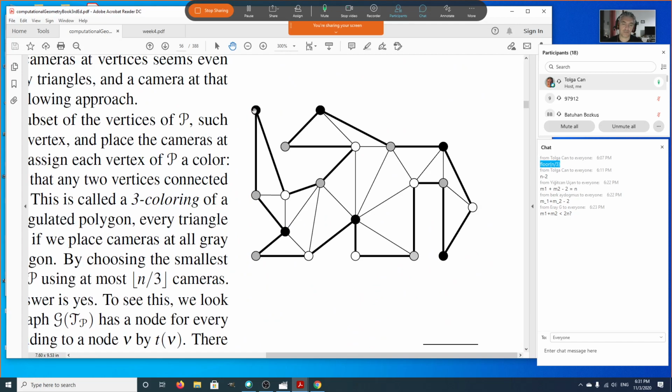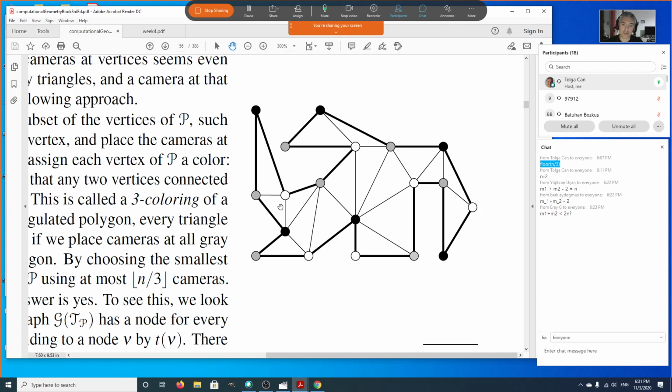Let's count how many blacks we have. 1, 2, 3, 4, 5, 6. The grays 1, 2, 3, 4, 5, 6, 7, and the whites 1, 2, 3, 4, 5, 6. So we have 6, 6, and 7 of these different colors, which means that we pick the smallest one of those values. So their summation is 19. So 19 divided by 3, its floor is 6. So floor of 19 divided by 3 is 6. So we only need 6 cameras.